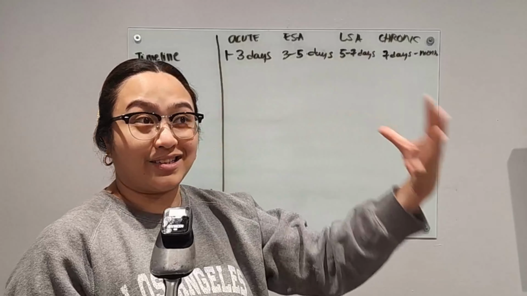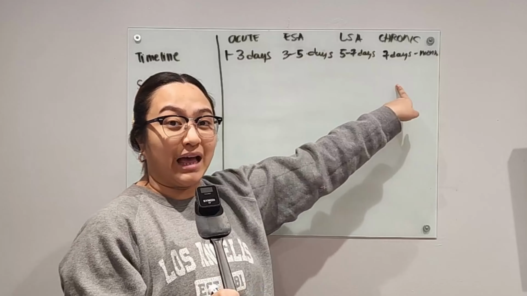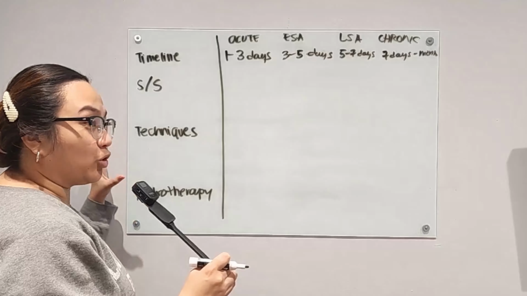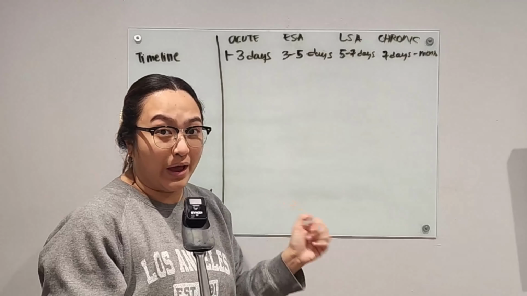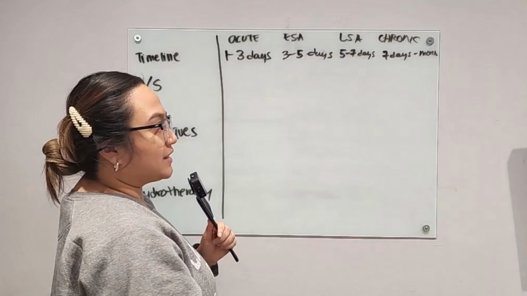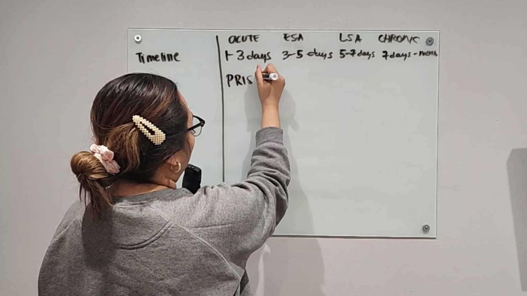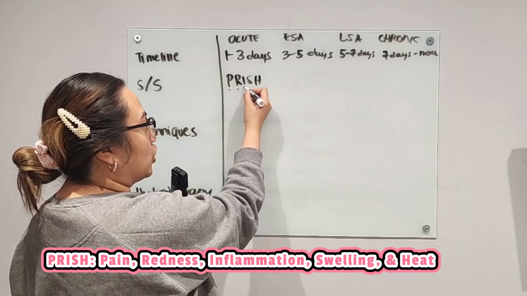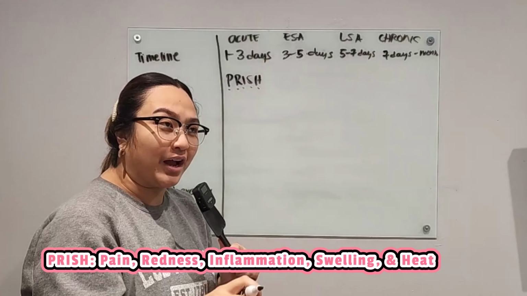But on, let's say, the milder side of things, if you see one of these timelines and it's correlating, it means the techniques and the signs and symptoms and the hydrotherapy that you're going to be using will match as well. Hear me out. So now, signs and symptoms. Basically, it's still acute. It's going to show you the signs of inflammation, which is PRISH: pain, redness, inflammation, swelling, and heat. That's usually what you're going to see on the injured area, right?